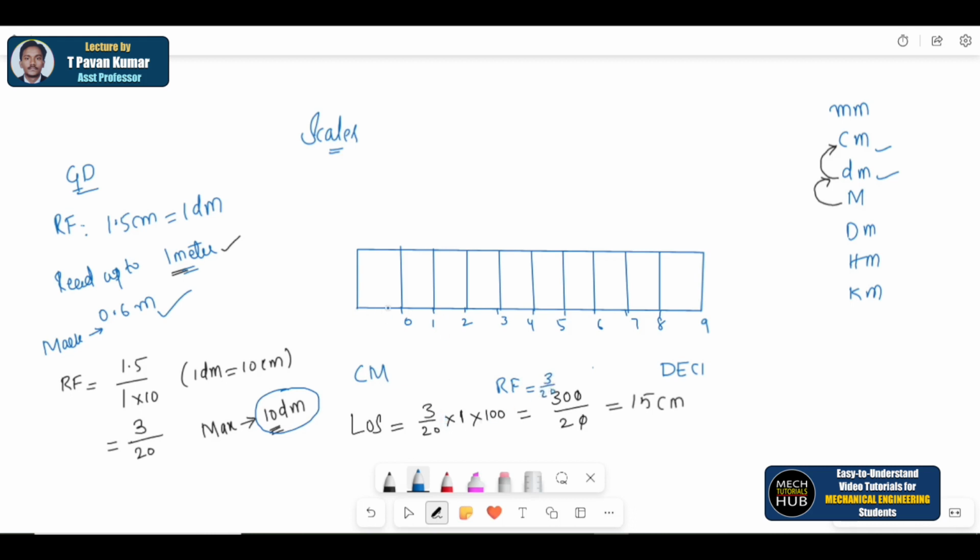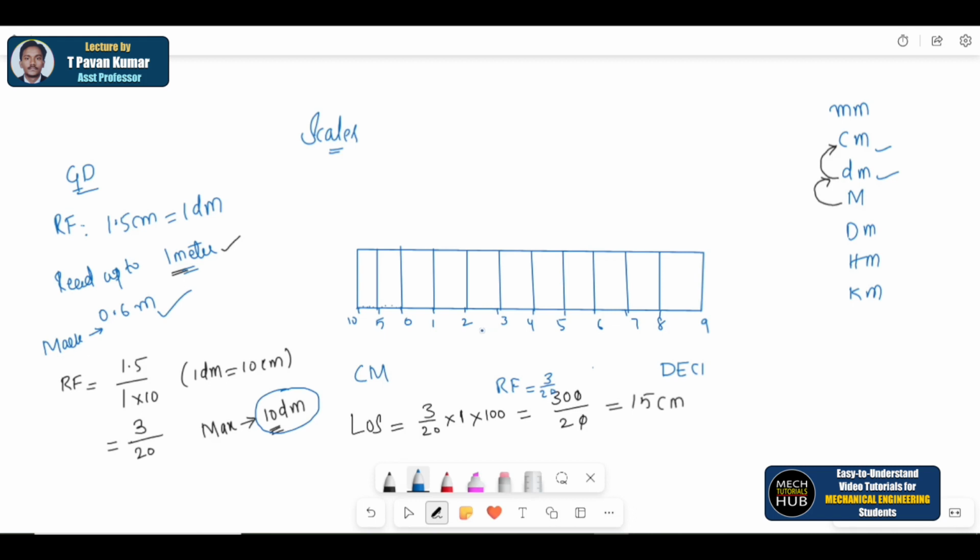Now I need to divide this also into subdivisions. 1 decimeter is equal to 10 centimeters. So I'll make a mark of 5. From here I'm measuring 1, 2, 3, 4, 5, 6, 7, 8, 9, 10th division is 10 again. So I'll try to draw a line. Okay, this is how we represent it.